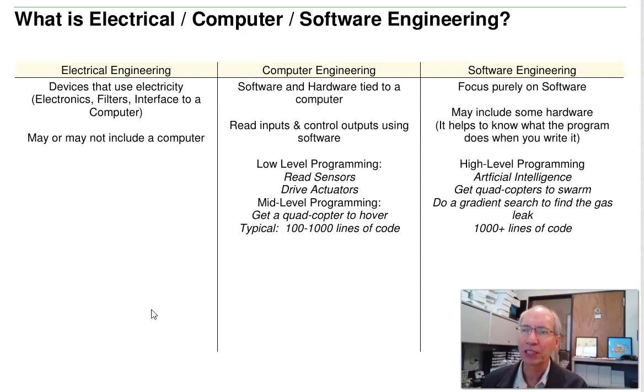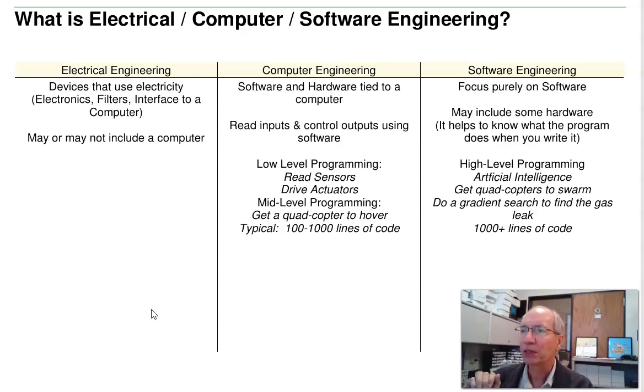In computer engineering, that's software and hardware tied together with a computer. So the software will read the inputs and control the outputs using software. In computer engineering, you typically look at low-level programming, like reading the sensors, driving the actuators. Mid-level programming, think of like getting a quadcopter to hover, typically 1,000 lines of code. Then there's high-level programming. That's like do a gradient search, do AI. That's more computer science.